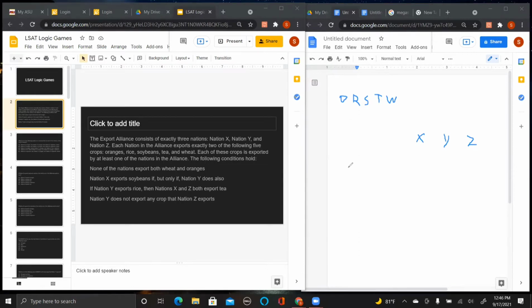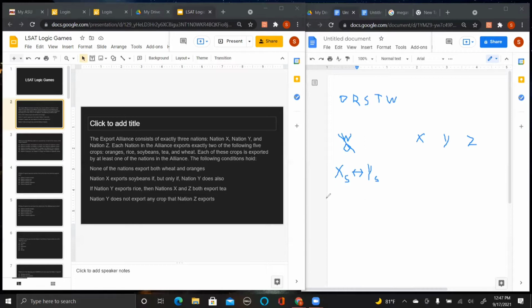And we have the following conditions. None of the nations export both wheat and oranges, so no wheat and oranges. Nation X exports soybeans if, but only if, Y does also. So nation X exports soybeans if and only if Y does. We're going to want to use this double-sided arrow because each one proves the other. If X has soybeans, then Y has soybeans, and if Y has soybeans, X has soybeans. It works both ways.